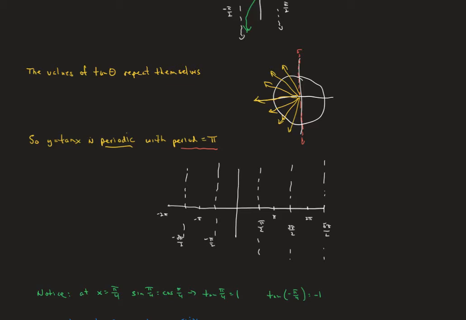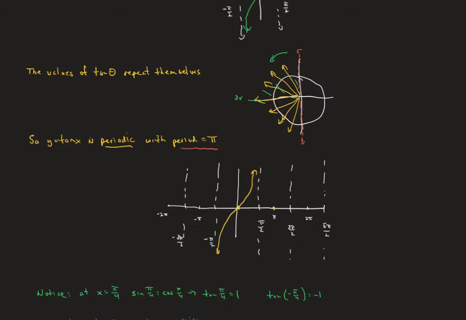So as we work our way in this direction, here's pi over 2, and now we're going to get bigger and bigger numbers as we work our way towards 3 pi over 2. And at 3 pi over 2, we're going to be 0 again. So we know that between negative pi over 2 and pi over 2, it's going to look like this. Then we can see at pi, it's going to be 0 again.